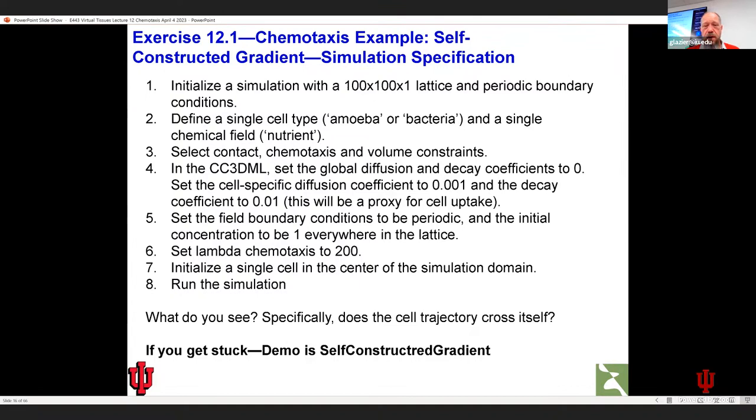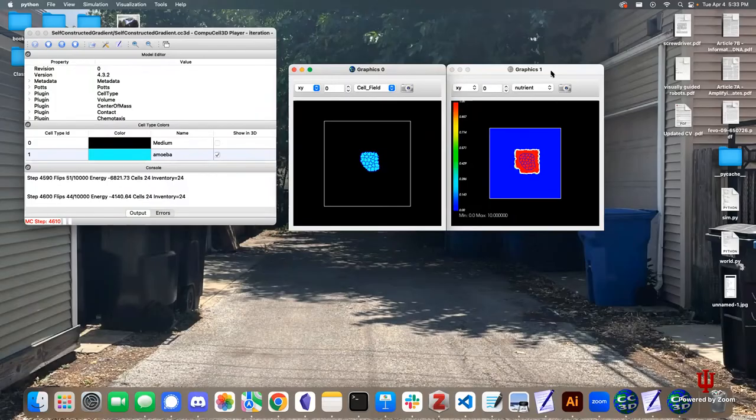Because essentially almost everything you need is in Wizard. You don't have to do very much beyond Wizard. The main thing you'll have to do beyond Wizard is edit the blob initializer to create one cell to begin with, and then the boundary conditions for the diffusion field.